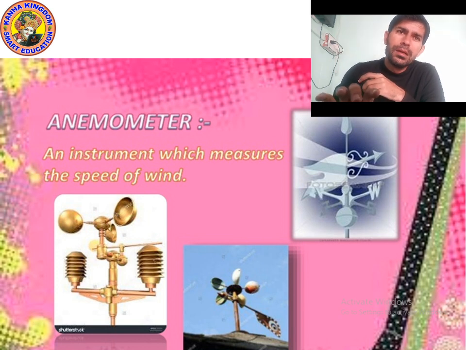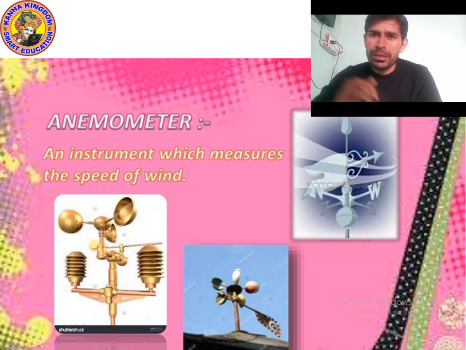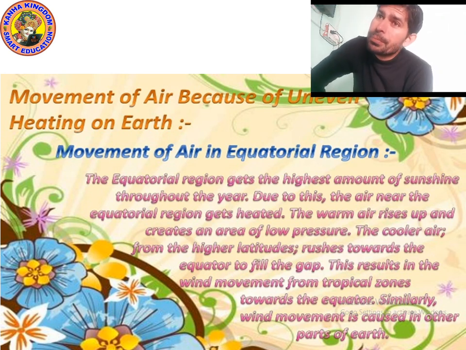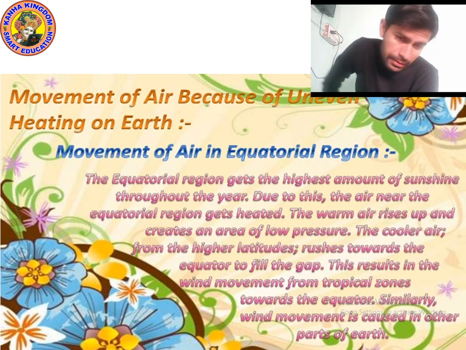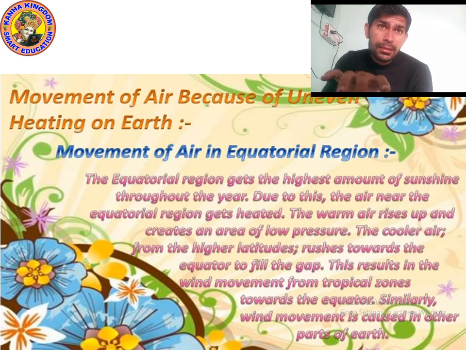Okay. So, next topic now, let's study the movement of air in the equatorial region. Let's move on to the next point. It's movement of air because of uneven heating of the earth. Differential heating causes pressure difference. The pressure difference in the air is caused by the differential heating. It means uneven heating causes movement of air.